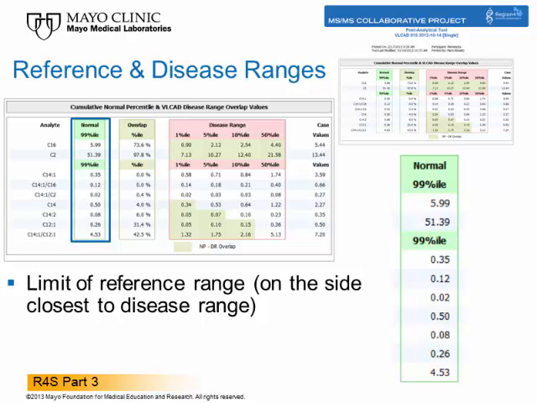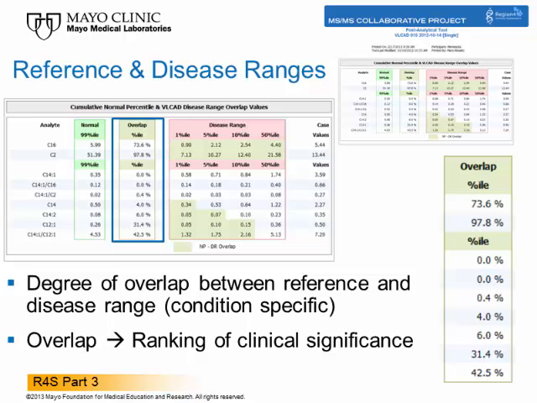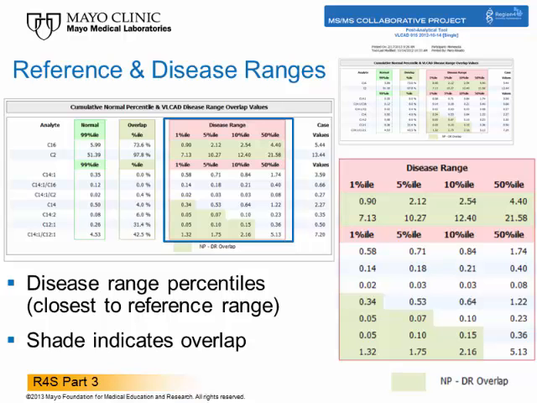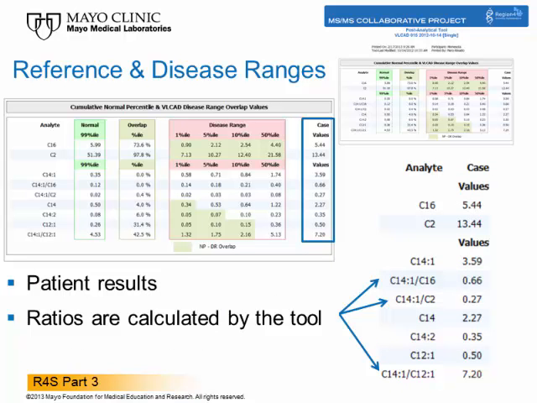The limit of the reference ranges on the side closest to the disease range. The degree of overlap between the reference range and the condition-specific disease range, sorted in decreasing order of clinical significance, from least to most. A selection of disease range percentiles superimposed to a shaded background when overlap is present, and the actual patient's results. Ratios are calculated by the tool and need not be uploaded in the data entry window.